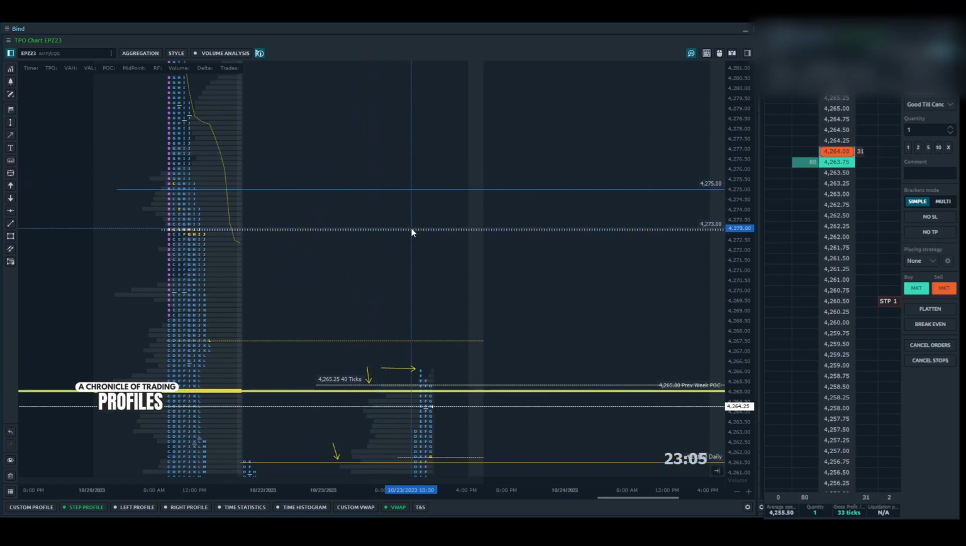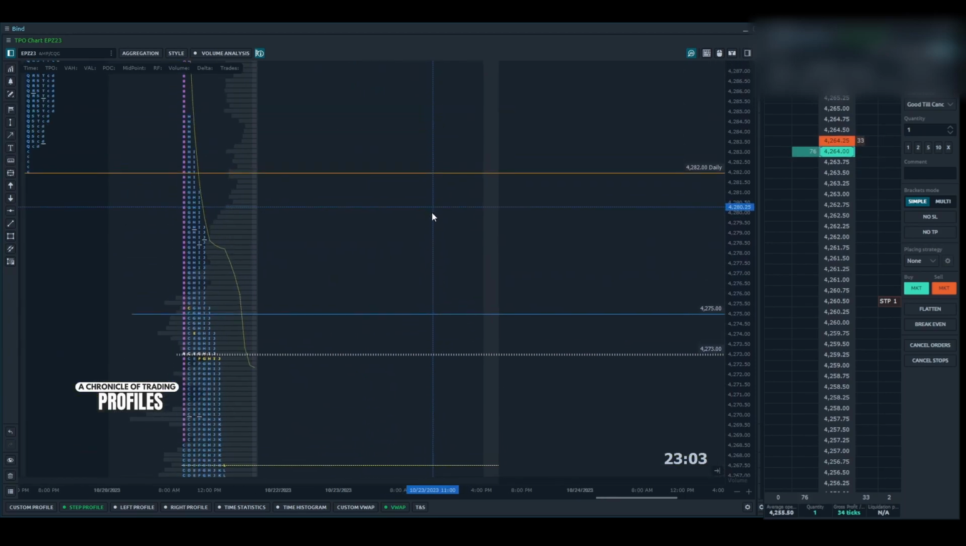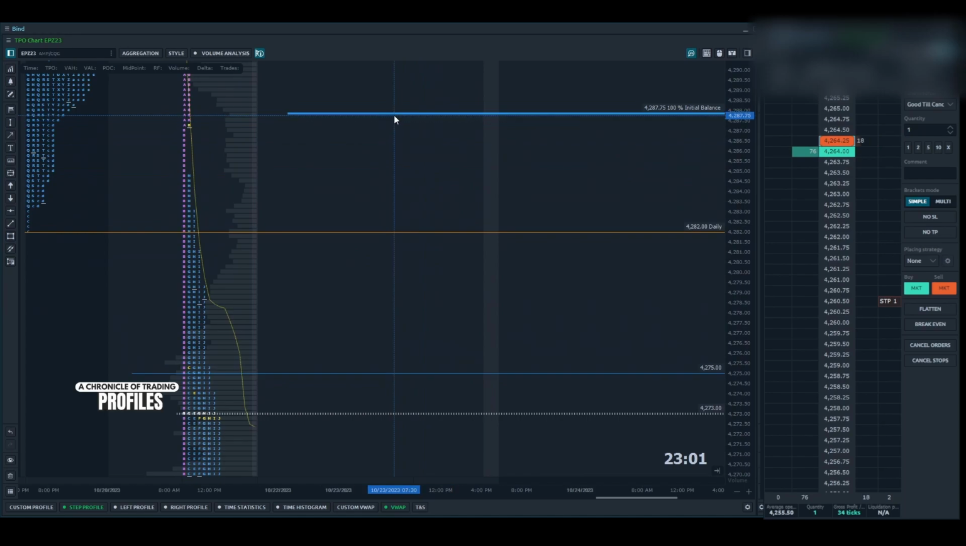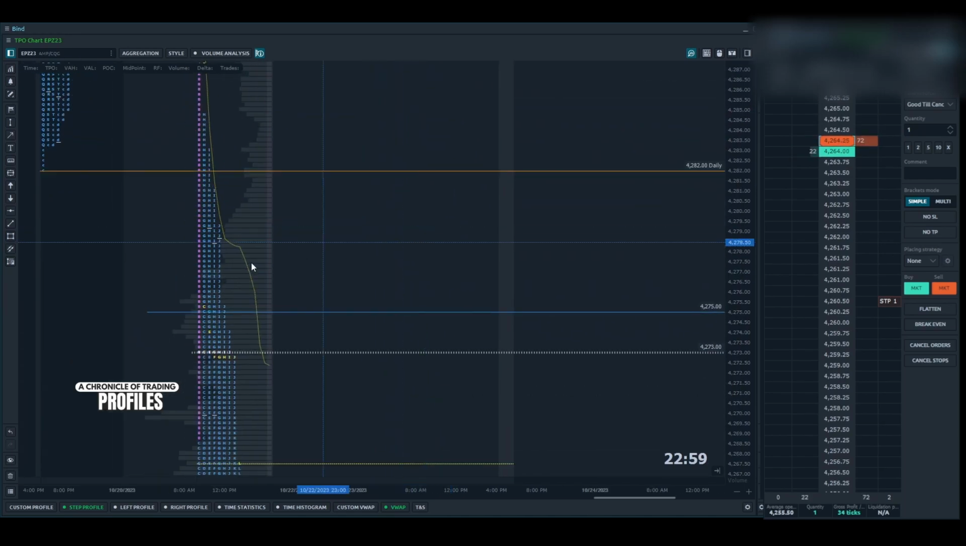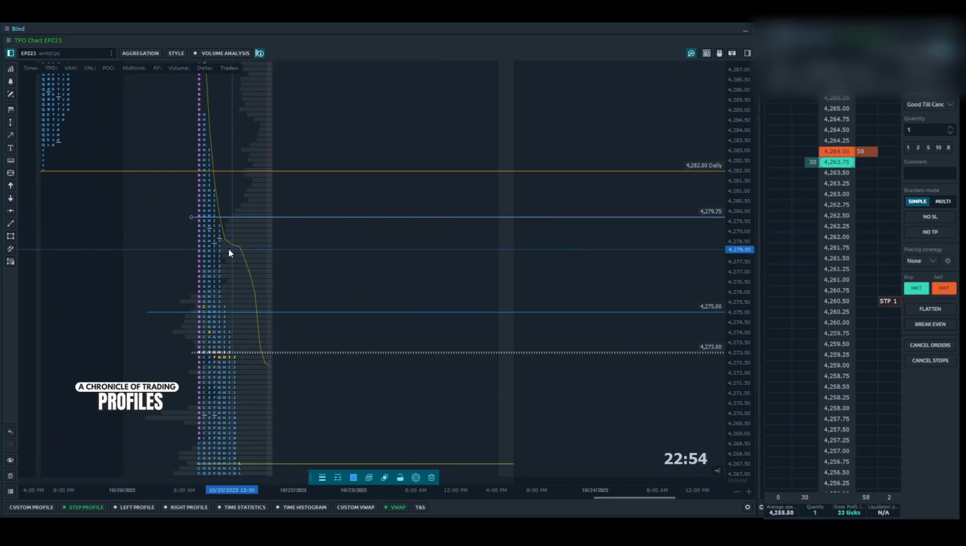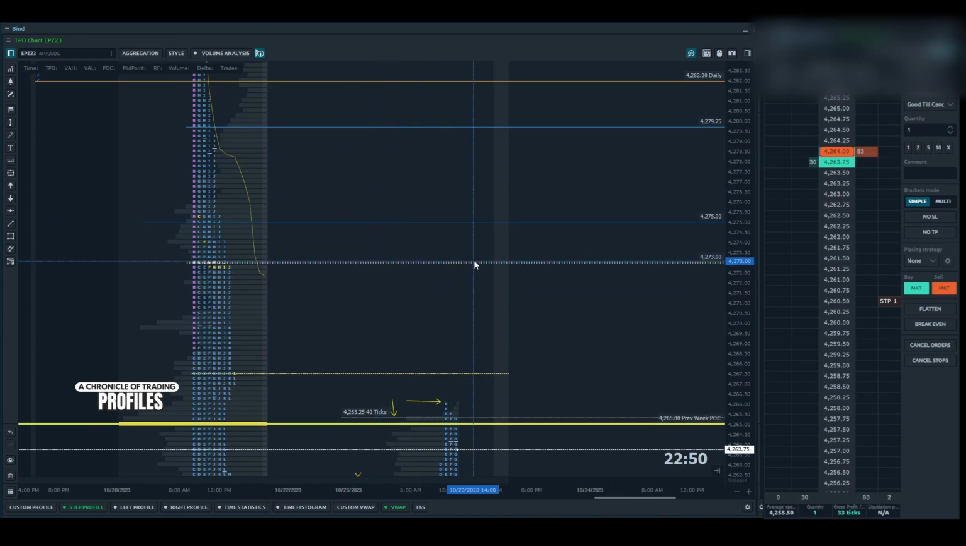If we get through all this and it comes through here strong, the next obvious target I think would be the 100% of the initial balance here. But this also looks like a target. You can see how this volume profile kind of cuts off here. So I would just keep moving my stop up.